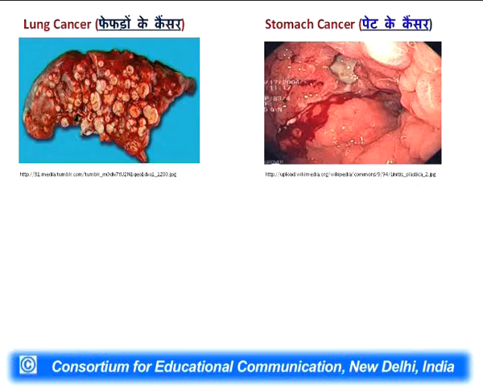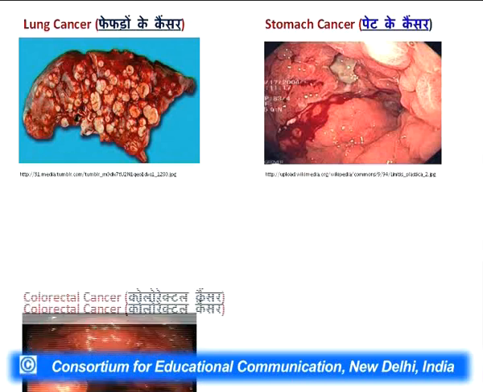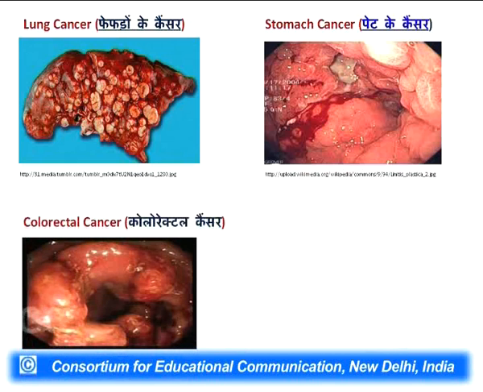The next cancer is stomach cancer, which we call Petka cancer, in which we can easily see the stomach has many abnormal growths and subsequently the patient develops stomach cancer. Third is the colorectal cancer, in which the colon part, where absorption and other things take place, is affected, and we can easily see from the diagram there is active growth of the cells in those particular parts.